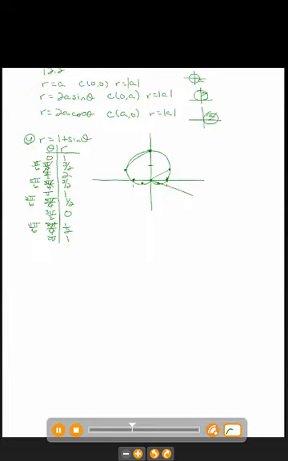Then we have 3 pi over 2, and we get 0. Oh, I skipped 7 pi over 6, and we get a half. Okay, so it's going to be about here. And then 11 pi over 6 and a half. It's going to be here. And again, this is what I'm looking at. This is 11 pi over 6. This is half of the unit.